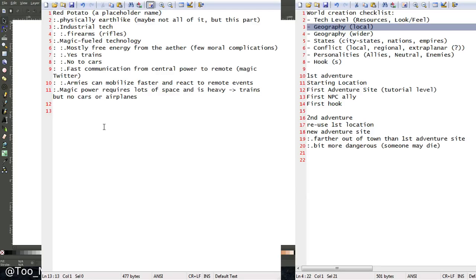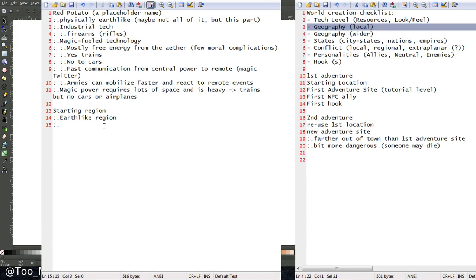So let's talk about our starting region. As we said, it's going to be an Earth-like region. We're going to leave the way open for our world to just take a radical turn to the left when we start talking about the wider geographical scope. But we'll say it's Earth-like.